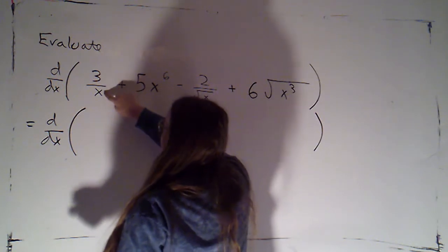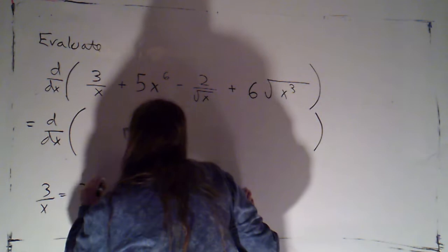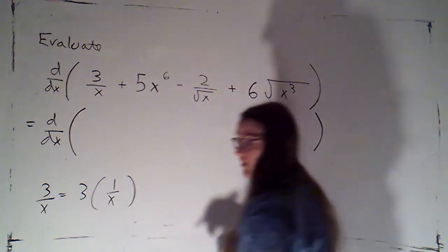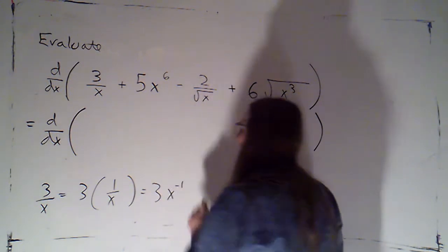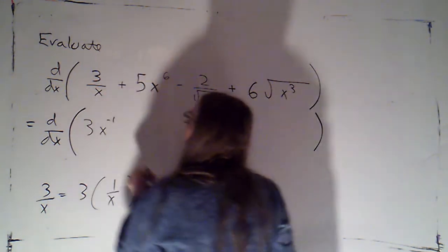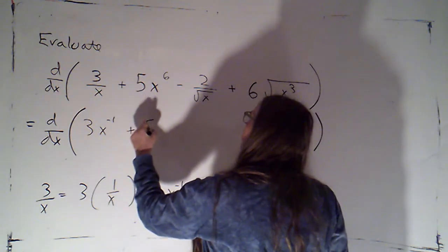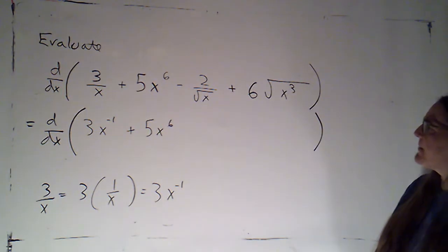3 over x, that's 3 times 1 over x. But I can rewrite that reciprocal as x to the negative 1. So that's 3 copies of x to the negative 1. Plus 5x to the 6th, I don't think I really need to rewrite. I feel okay about that.